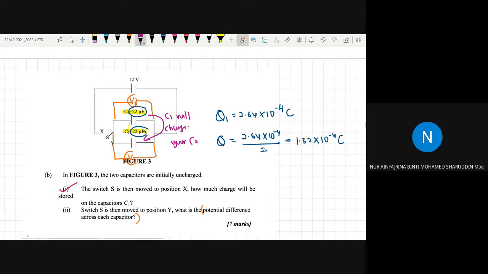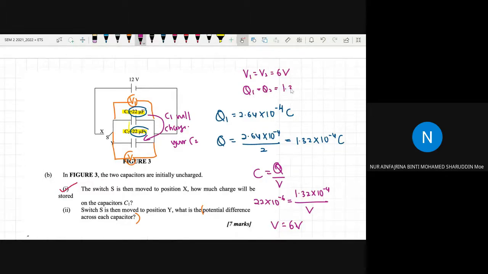So bila Miss nak cari dia punya potential difference across each capacitor ni, Miss pakai je formula ni. Contohnya Miss pakai C equals to Q over V. So C kita adalah 22 times 10 to power of negative 6. Charge kita adalah 1.32 times 10 to power of negative 4 bahagi dengan V. So you akan dapat potential difference across each capacitor adalah 6 volt. So meaning your V1 sama dengan V2 sama dengan 6 volt. And untuk case ni pun charge you adalah sama, because you have the same amount of capacitance. 1.32 times 10 to power negative 4 is for the charge. So the answer is 6 volt.